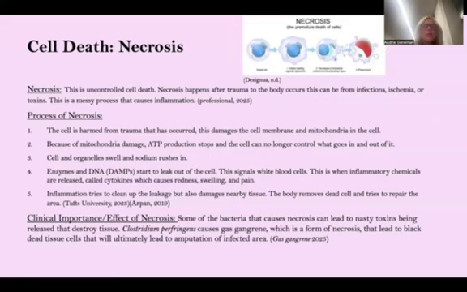Necrosis. This is uncontrolled cell death. This happens after trauma to the body occurs. This can be from infections, ischemia, or toxins. This is a messy process that does cause inflammation.